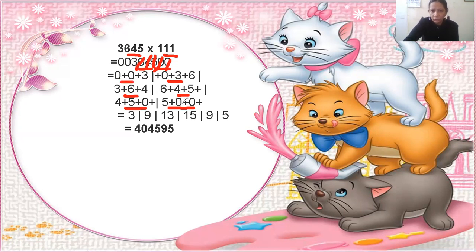Now when you solve it, 5 plus 0 is equal to 5. Now put the slash. 4 plus 5, 5 plus 0 is equal to 9. Put the slash. Now 6 plus 4 plus 5 is equal to 15. You put the slash. Now 3 plus 6 plus 4 is equal to, you will solve here, you will get 13. Then put the slash. Now you will see here 0 plus 3 plus 6 is equal to 9. Put the slash, and 0 plus 0 plus 3 here you will get 3.